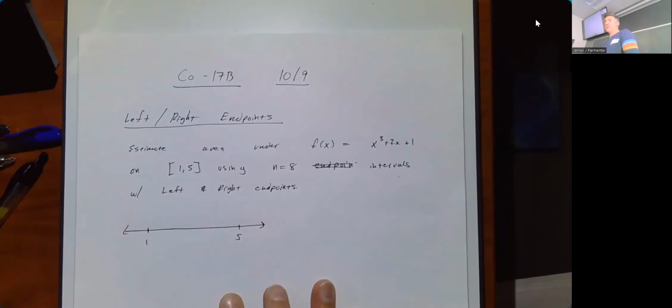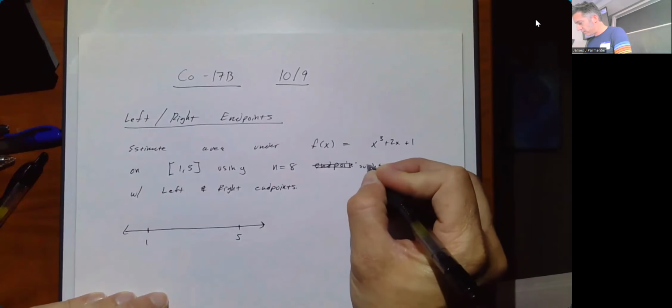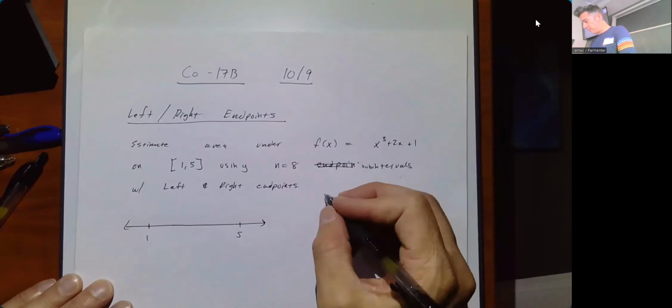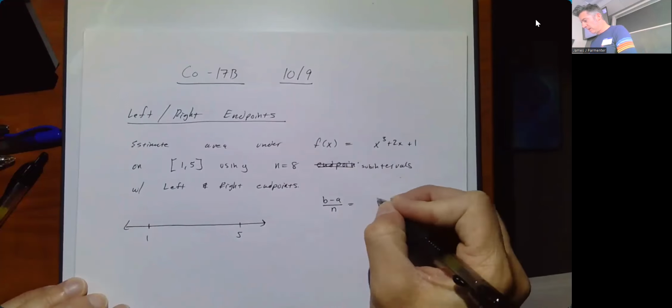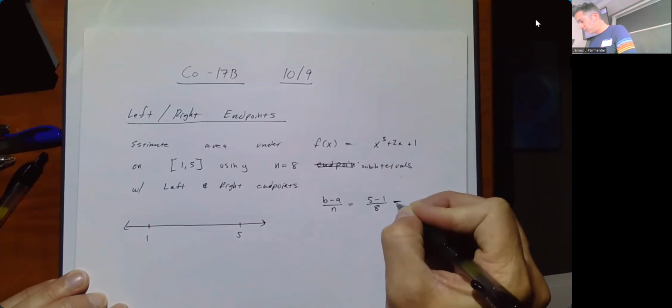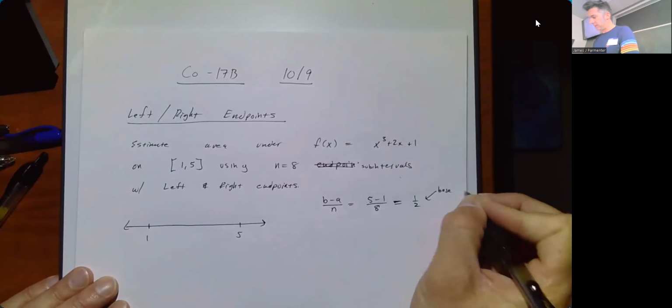And I'm going to break that up into 8 subintervals. I guess I could have written subintervals here. Sometimes people go back and forth between saying intervals and subintervals, so it's kind of the same thing. So I'm going to take my b minus a divided by n, and get 5 minus 1 divided by 8, which reduces to 1/2. And that's my base of each rectangle.